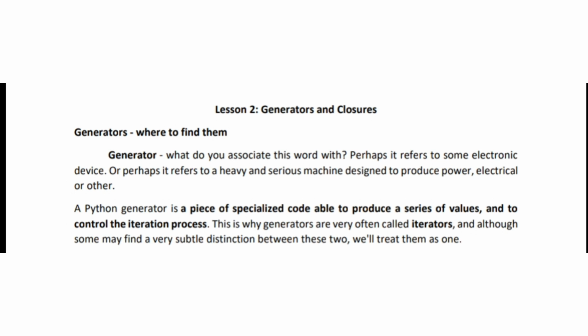A Python generator is a piece of specialized code able to produce a series of values and to control the iteration process. This is why generators are very often called iterators, and although some may find a very subtle distinction between these two, well, treat them as one.